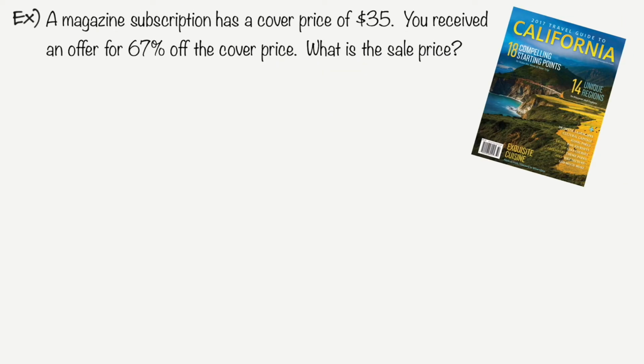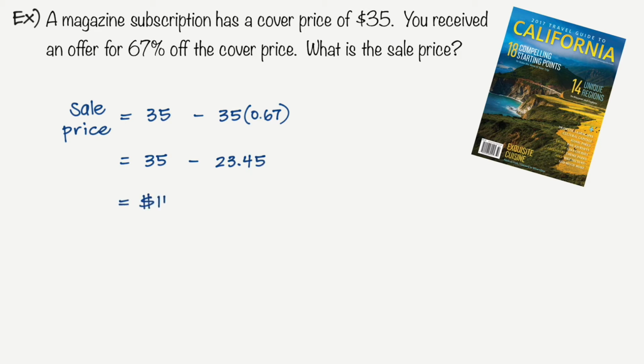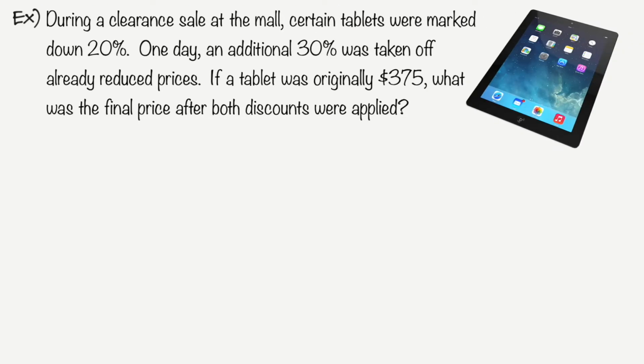All right, so let's go ahead and do another one. This one says a magazine subscription has a cover price of $35. You received an offer for 67% off the cover price. What is the sale price? So again, I'm going to subtract 35 minus 35 times that percentage of 0.67. And when I multiply those, I get 23.45. And when I subtract those values, I find that the cover price would only cost me $11.55. There you go.